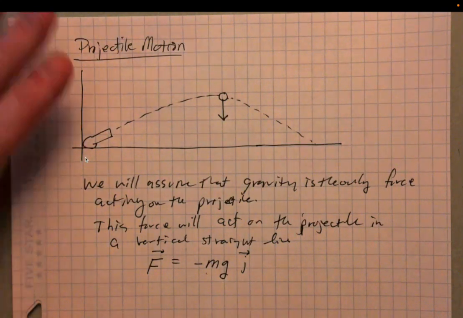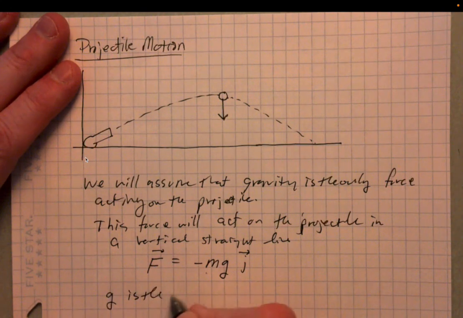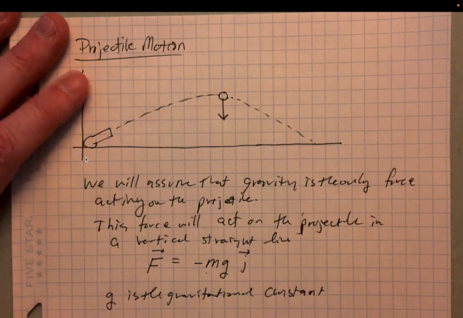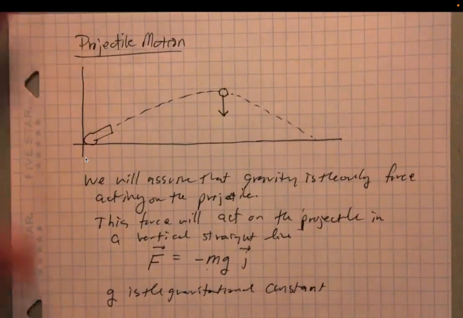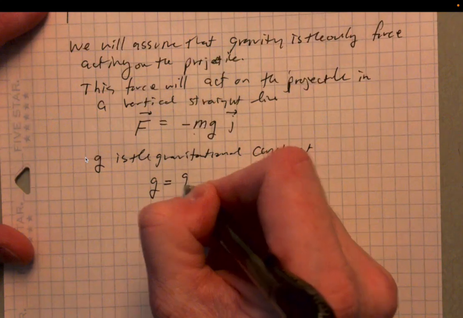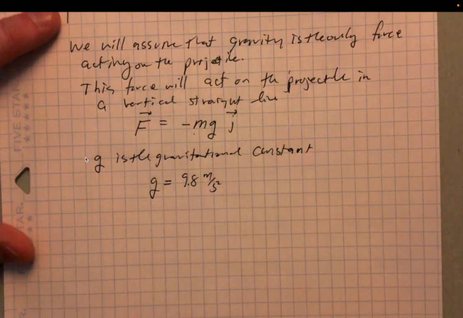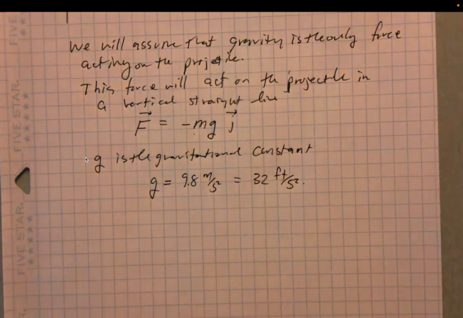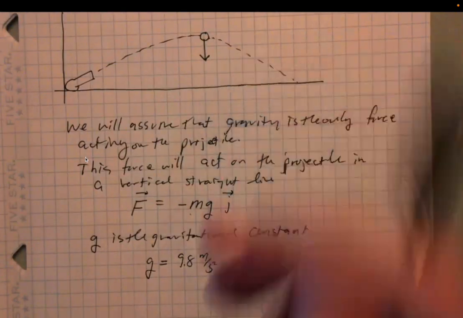And so g here is the gravitational constant, and typically you would represent it using meters, so it's going to be 9.8 meters per second squared. If somebody does want the representation in feet, it's about 32 feet per second squared. Okay, so that's basically what that constant is. So that's going to be the only force acting on it. That's going to be the force that brings it back down to Earth.